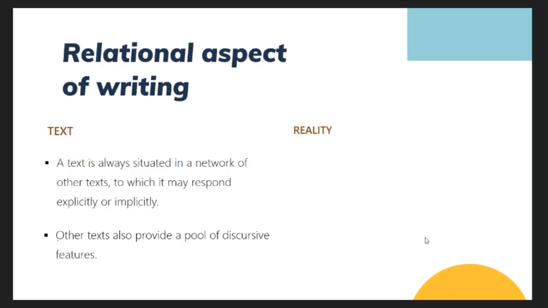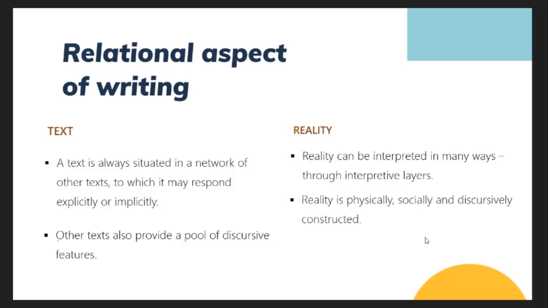And the last element is reality. Reality can be interpreted in many ways. In fact, the writers can access reality by going through different interpretive layers. Although we have the physical reality, we also have other social and discursive realities that people will communicate and agree upon.